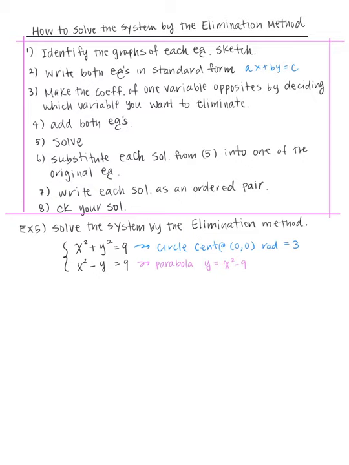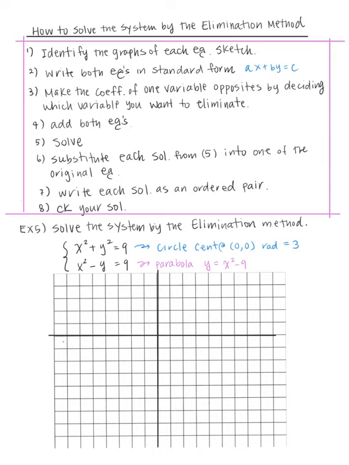All right, so if I sketch the first one, a circle centered at 0, radius of 3, our circle is going to look like this. And the parabola centered at 0, 0, but you're going to have to shift that 9 units downward. Now, again, if you don't feel comfortable, just make yourself an x y chart. So let's go with maybe -2, -1, 0, 1, 2. I think that should be enough.